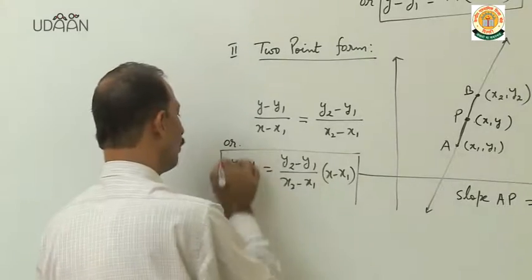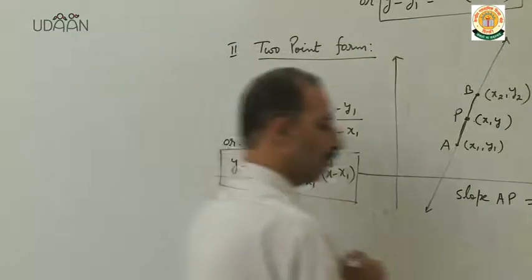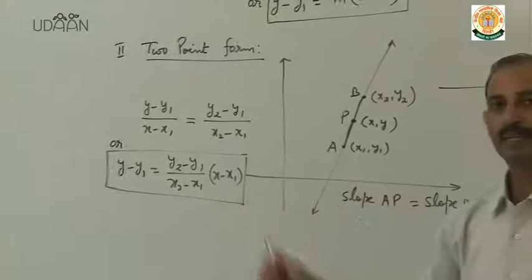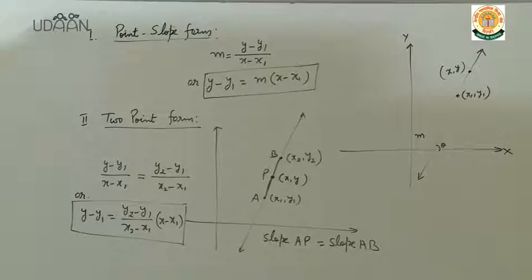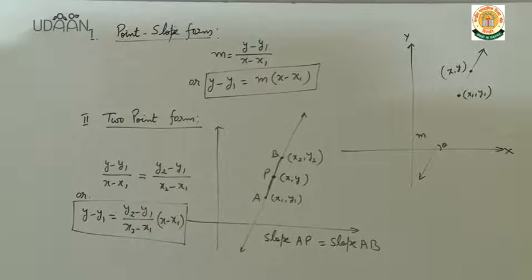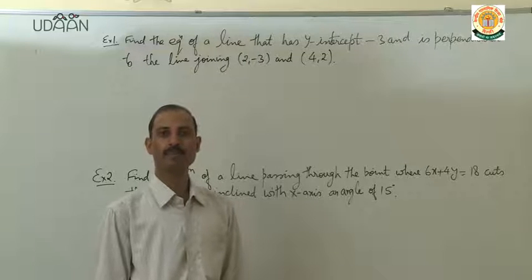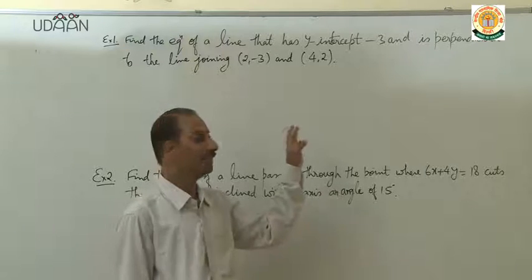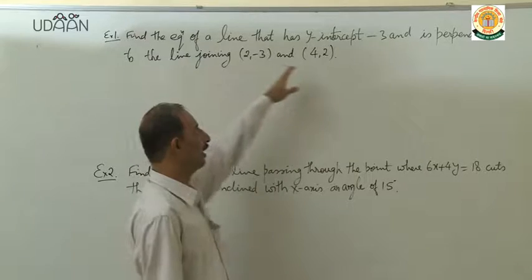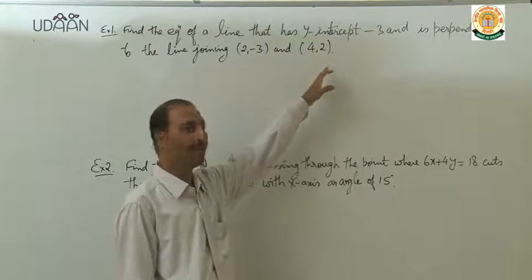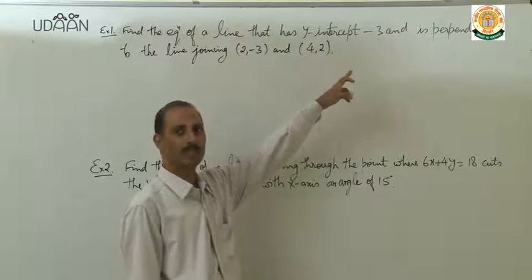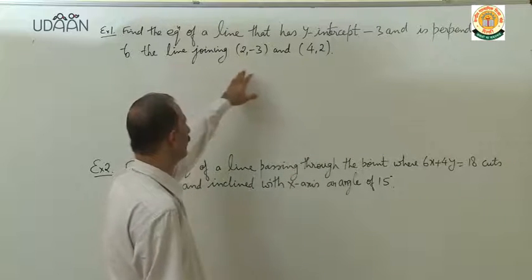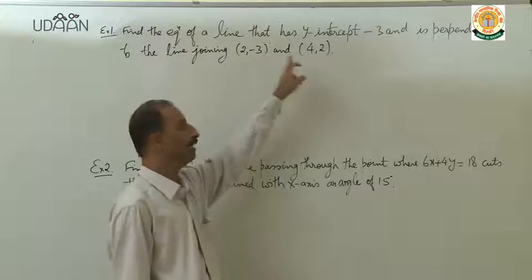So this is the formula we can use when 2 points are given on the line, you will get the equation. Okay, so these two forms you know now. Now I am taking examples based on these two forms. My first example is, find the equation of a line that has y-intercept -3 and is perpendicular to the line joining the points (2, -3) and (4, 2).